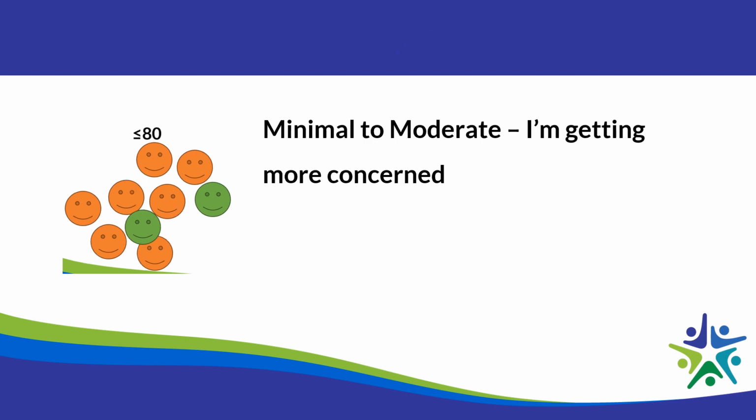When we go down to 80, most of the students are separated correctly. There's a higher likelihood that there's a true impairment that interferes with the student's education. I'm feeling more confident, but I still need to verify this. So maybe I'm moving from the minimal to moderate needs types of range.